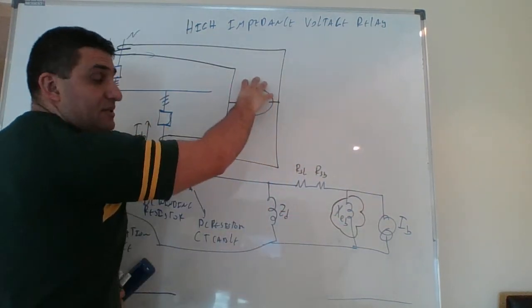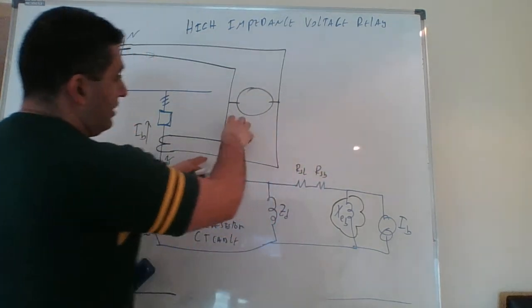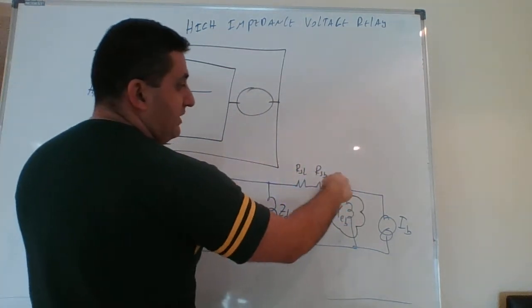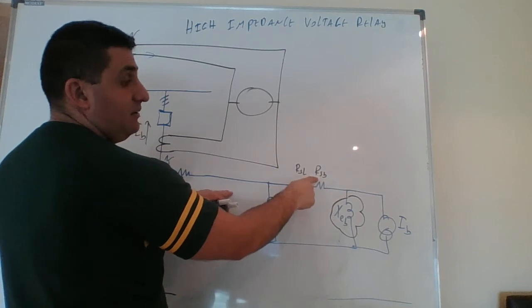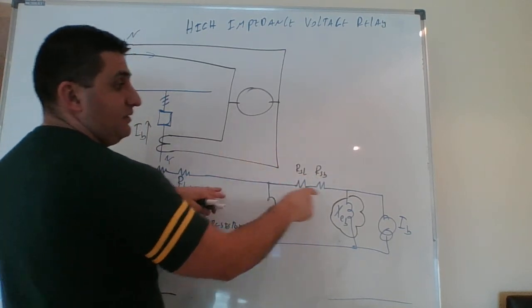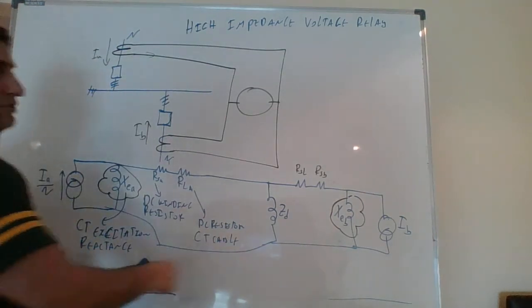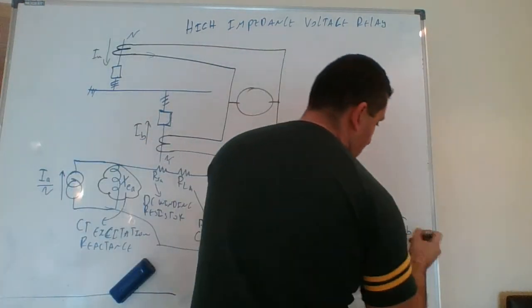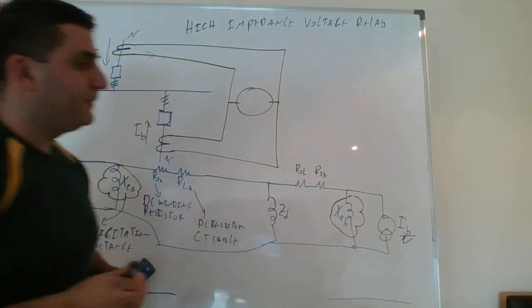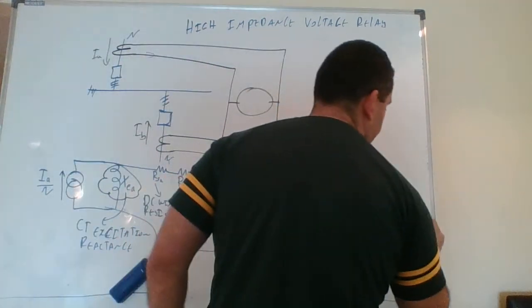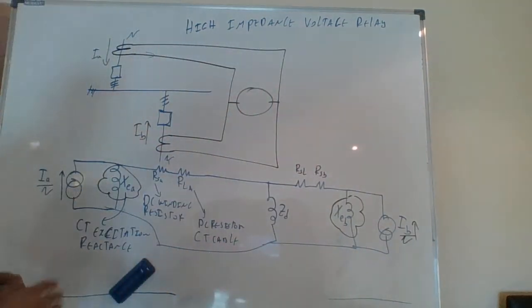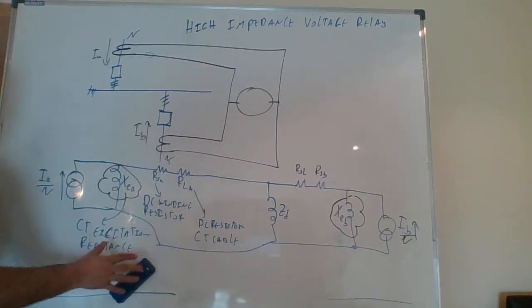So this impedance in here. And then on the other side, I have the winding DC resistor, the cable DC resistor, and then the CT excitation reactance. And then IB, sorry, this must be divided by N. Let's now sketch the circuit without all this so we can analyze it.